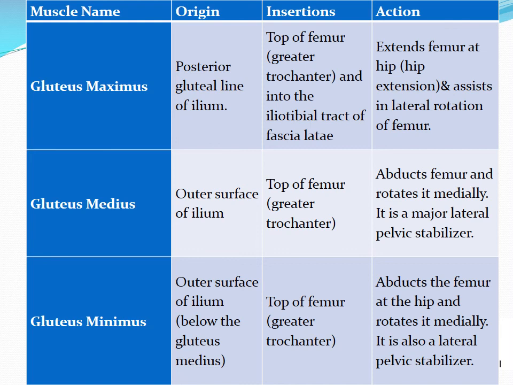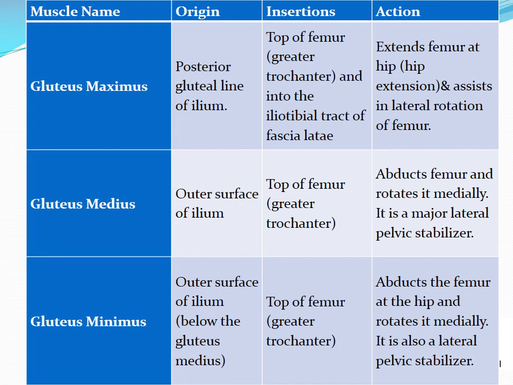The gluteus minimus and medius both are going to be on the outer surface, or the lateral surface, of the ilium. They both will attach to the top of the femur. They will both abduct the femur, so they will take the leg directly out to the side.